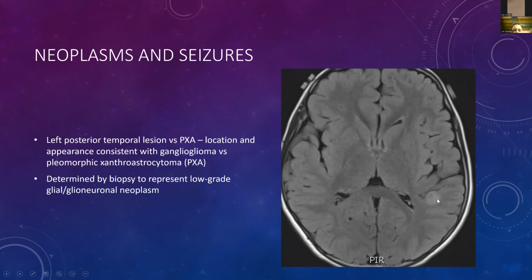And this left posterior temporal lesion has an appearance that's consistent with a ganglioglioma versus a pleomorphic xanthoastrocytoma, or PXA. And this ultimately turned out to be a low-grade glial or glioneuronal neoplasm, but this is a very characteristic location for a ganglioglioma or a PXA.